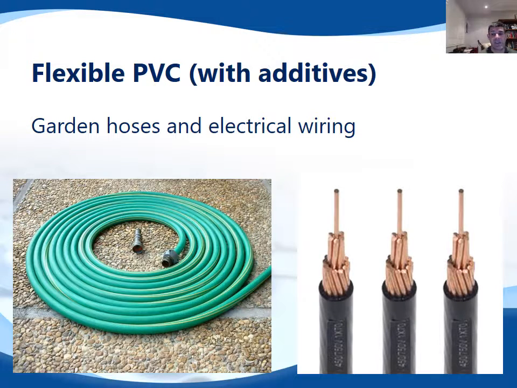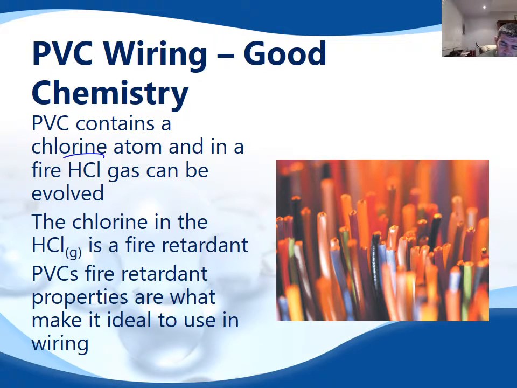Flexible PVC only becomes flexible with the addition of certain types of additives, and so garden hoses and electrical wiring are important sources. Particularly in terms of electrical wiring, the problem that we have is if the coating burns, then hydrogen chloride can be evolved. This is hydrogen chloride gas, not to be confused with hydrochloric acid, which is what happens when this gas dissolves in water. In the gaseous form, it is a fire retardant, and that's one of the reasons why it's useful for wiring, but it's also one of the reasons why with these sorts of electrical fires, we don't want to be using water to put them out.